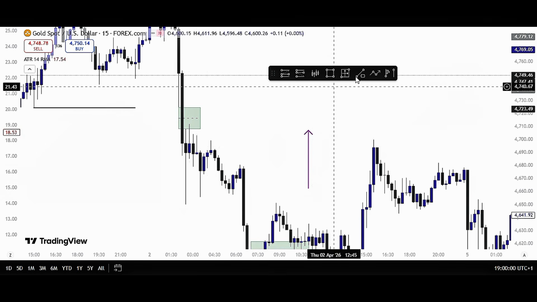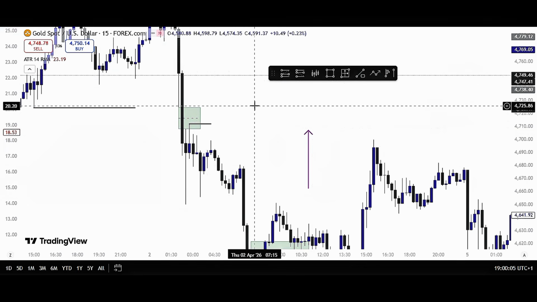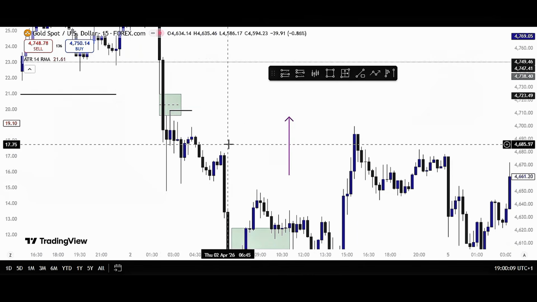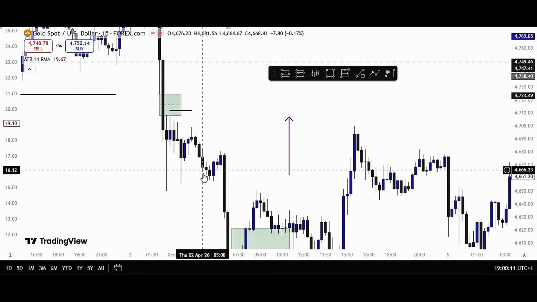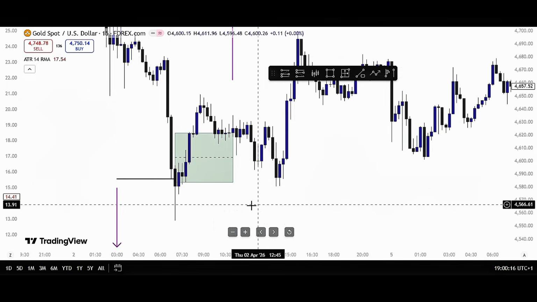So what will I do? I will now mark out this high and wait for a reaction there instead. If I don't get the reaction, then fine, I leave the setup. So in this case, you can see we did not get any reaction. Price just went down, continued going down, pulled back, continued going down. Nothing happened here. So let's look at the next one.